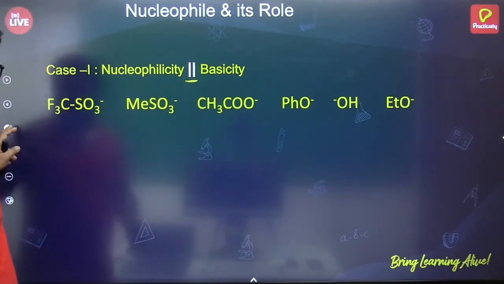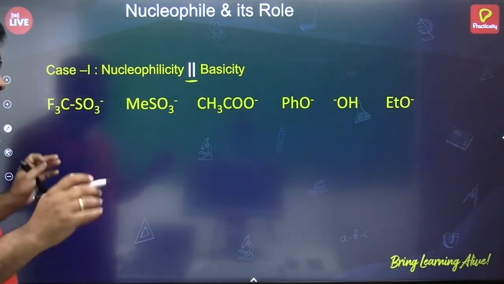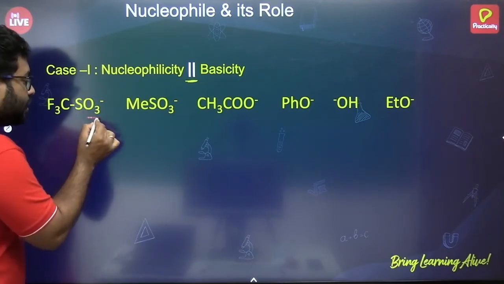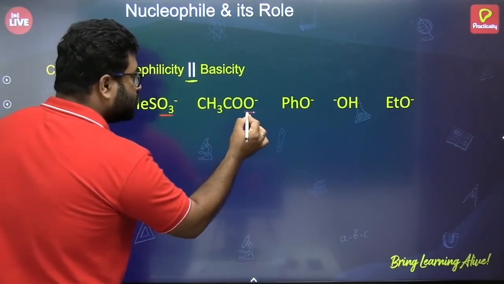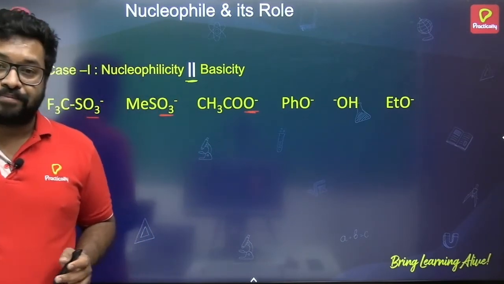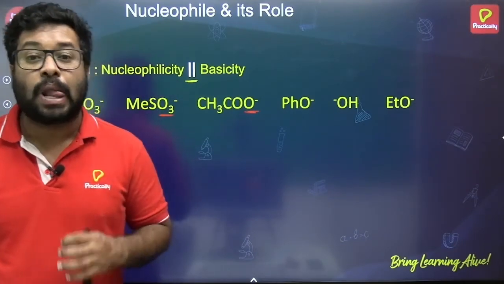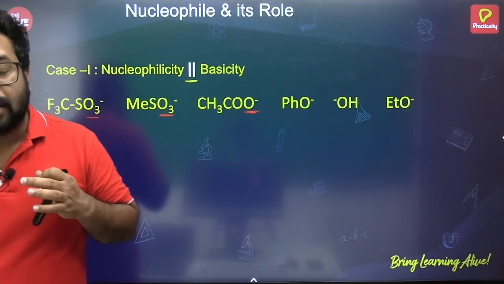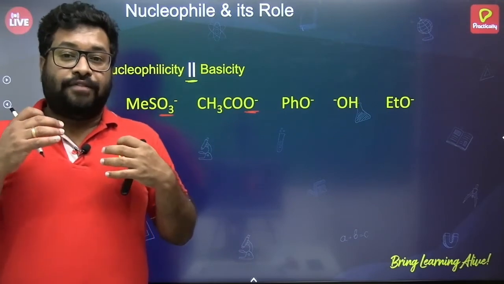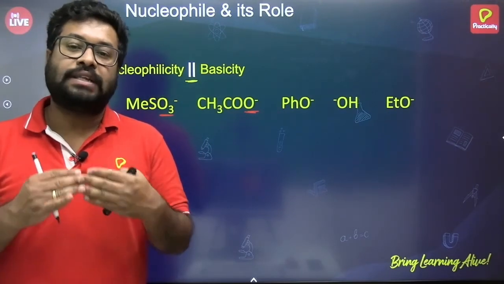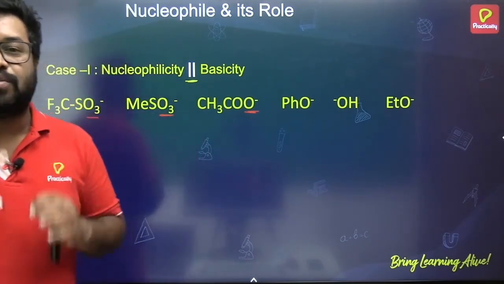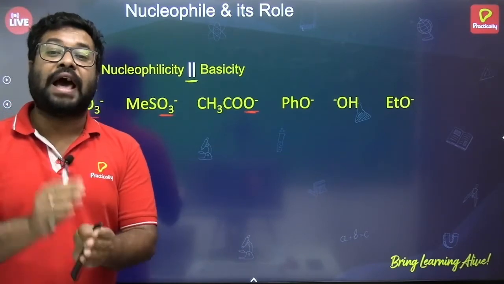Now, nucleophilicity parallels the basicity means what? You can see here, negative charge is present on oxygen. So whenever the species are different but the attacking atom is the same, always remember that nucleophilicity parallels basicity. That means you need to find out the basicity order. Whatever the basicity order is, the same order is applicable for the nucleophilicity also. That is the meaning of nucleophilicity parallels the basicity.